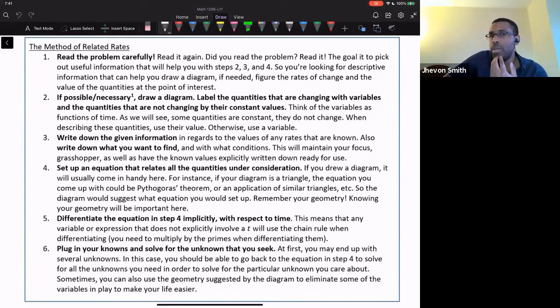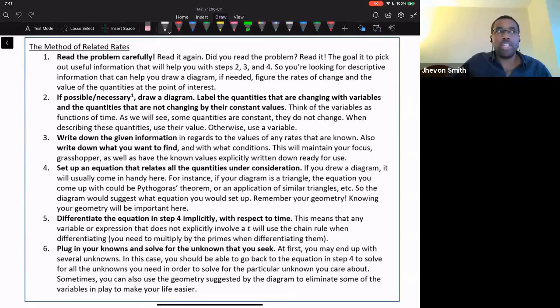But there are going to be situations in which you really have to worry about how things are changing. Like we were discussing earlier, a positive derivative means something is increasing, while a negative derivative means something is decreasing. So if they tell you this quantity is increasing at this rate versus this quantity is decreasing at this rate, you would need to know that a positive sign should go on this rate and a negative sign should go on that rate. So you'd have to actually pay attention to the word increasing or decreasing.